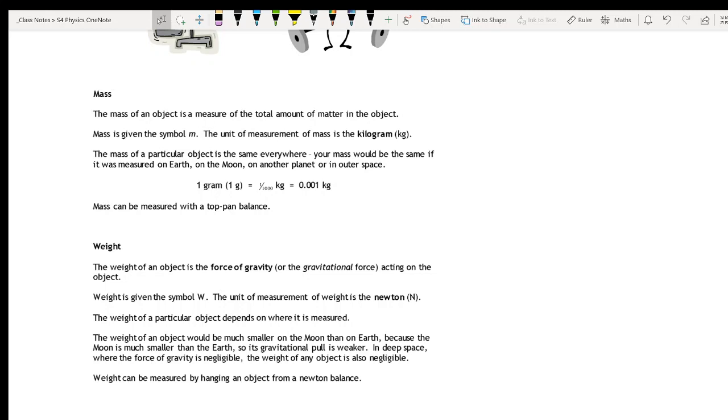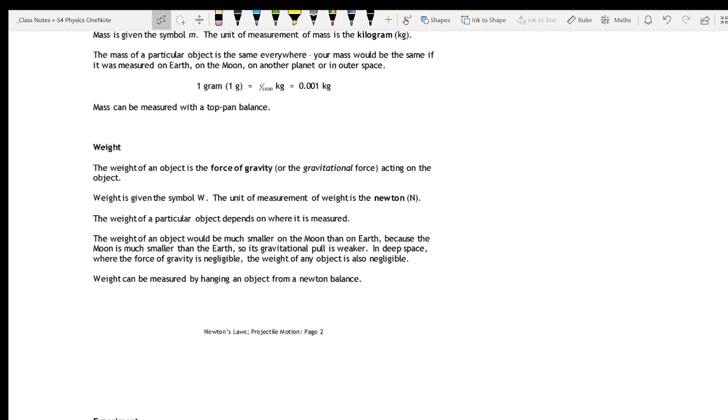So, the weight of an object is the force of gravity, or the gravitational force acting on the object, given the symbol W, and its unit of measurement is the Newton. The weight of a particular object depends on where it is measured. So, where on the planet or where in the solar system it's measured.